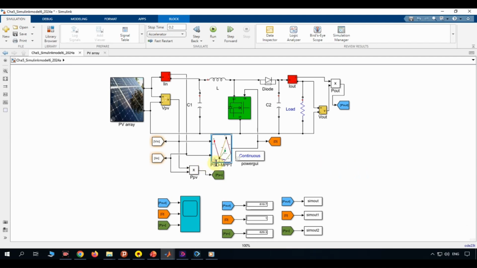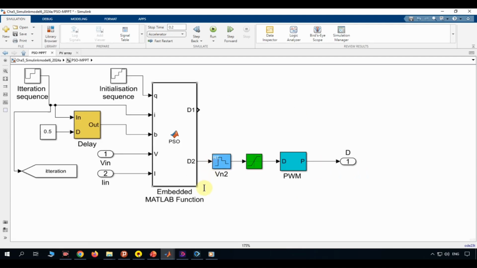This is the complete PSO-based MPPT subsystem implemented in MATLAB Simulink. The main component is the embedded MATLAB function containing the PSO algorithm. Around this function, we have the initialization sequence, iteration sequence, delay block, voltage and current measurements, zero-order hold, saturation, and PWM generator. Let's examine each part step by step.